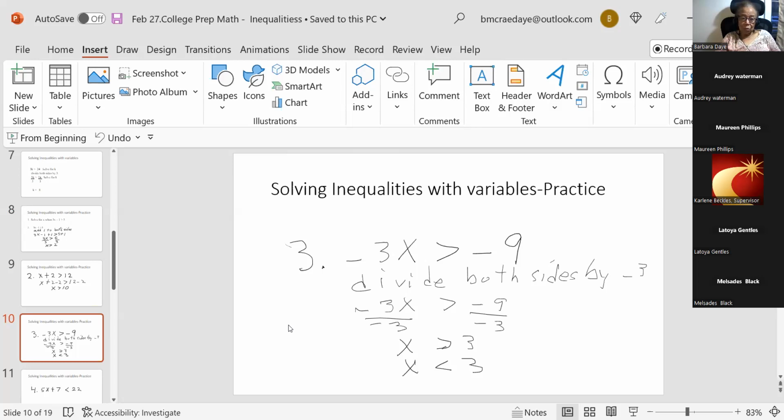That's a rule of inequalities. Dividing by a negative causes the inequality sign to be reversed. So if it's greater, it becomes less. If it's less, it becomes greater. If it's greater than or equal, it becomes less than or equal. Any questions?